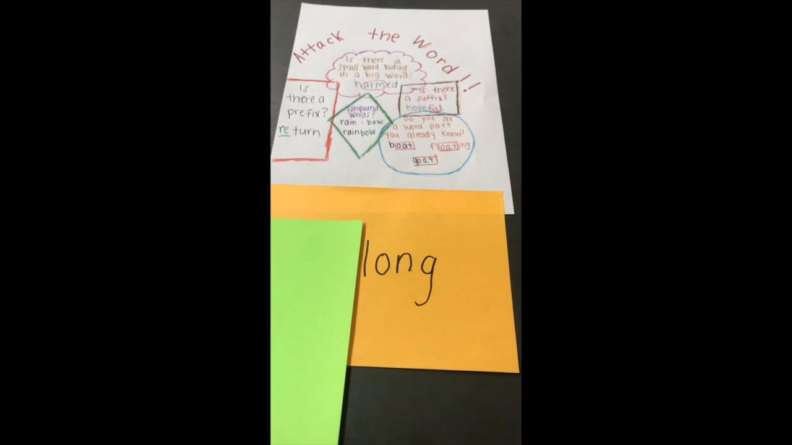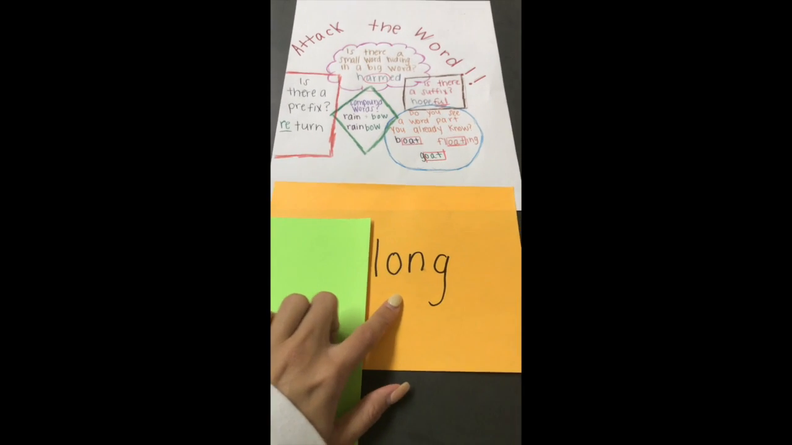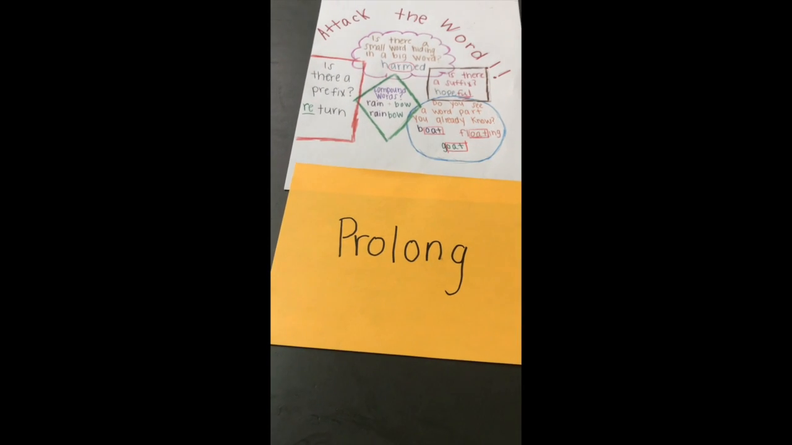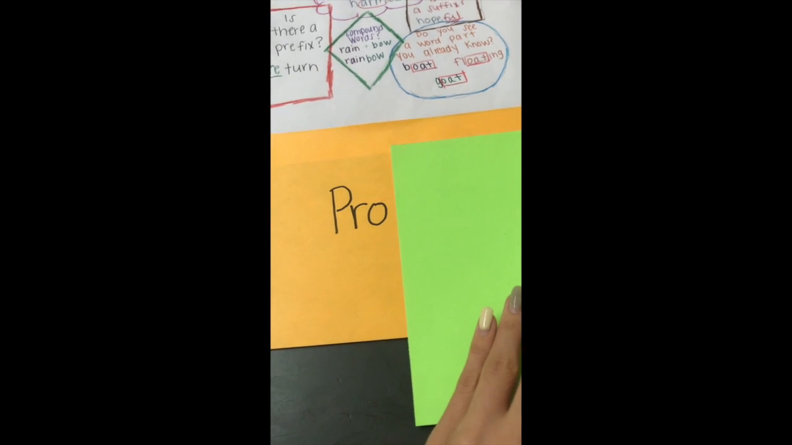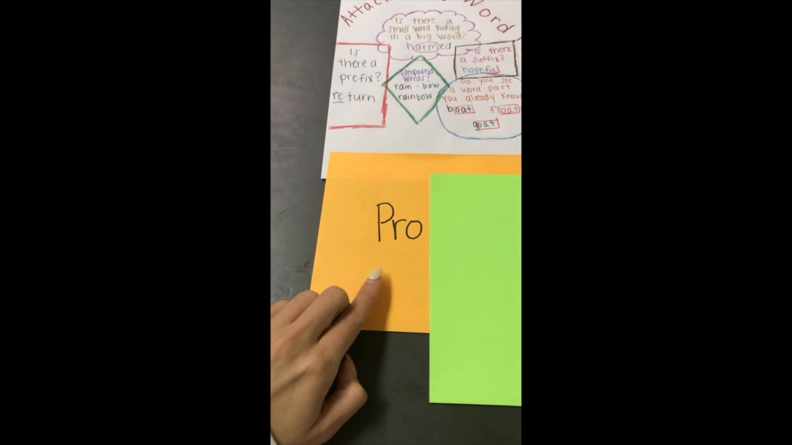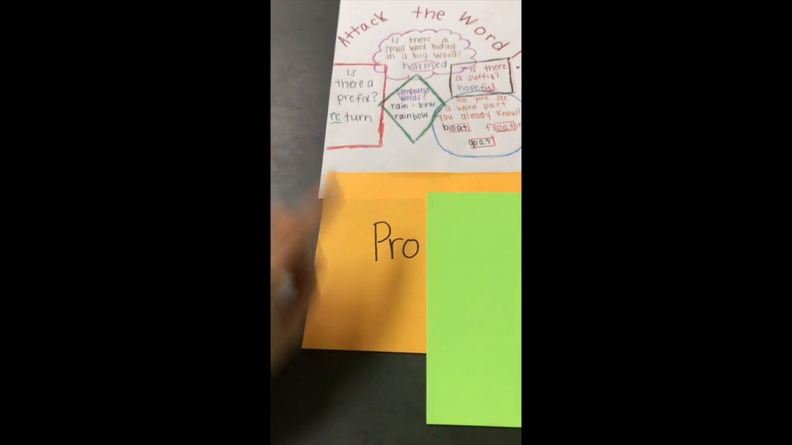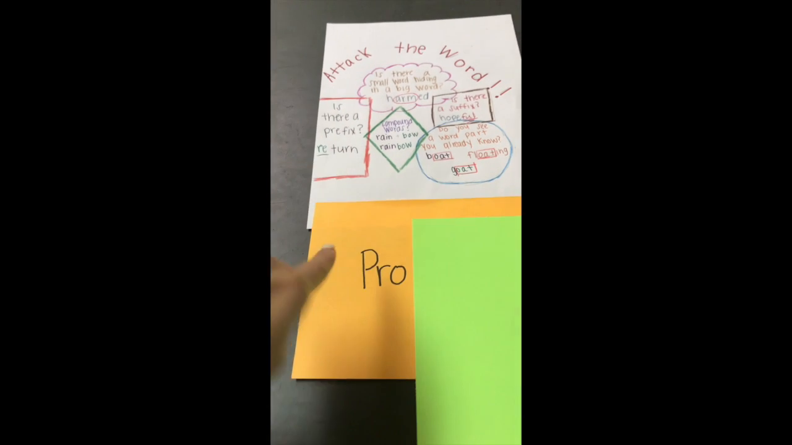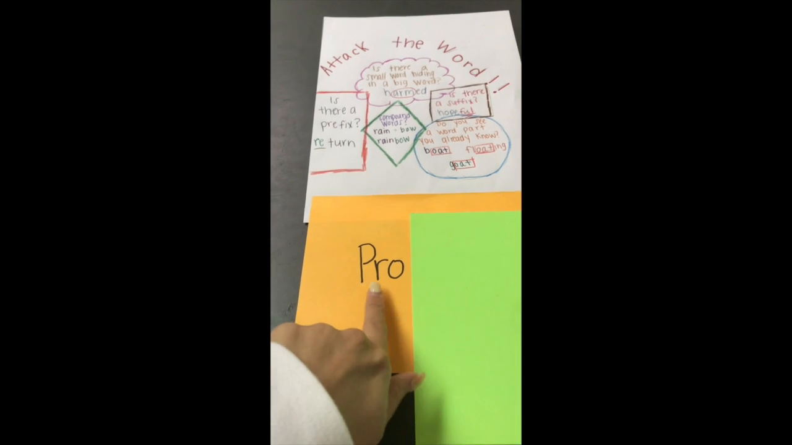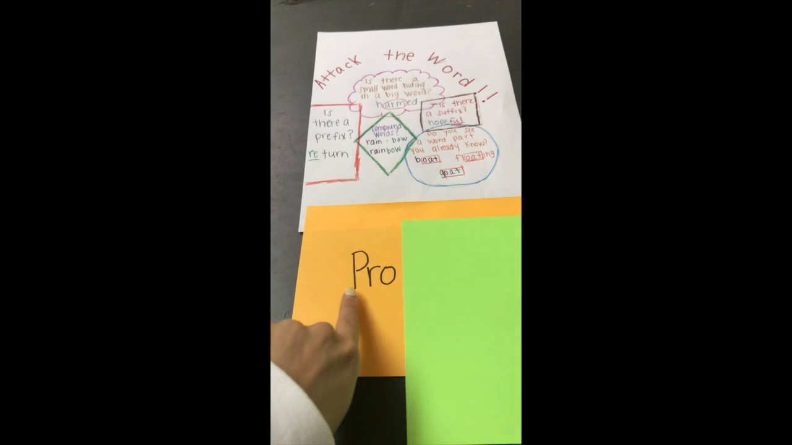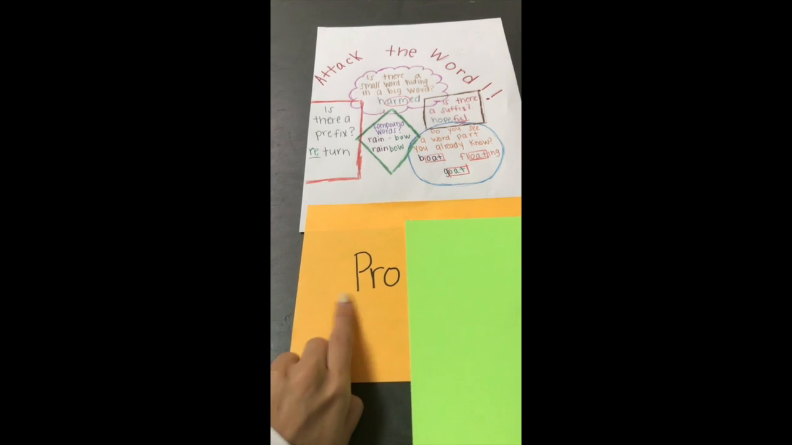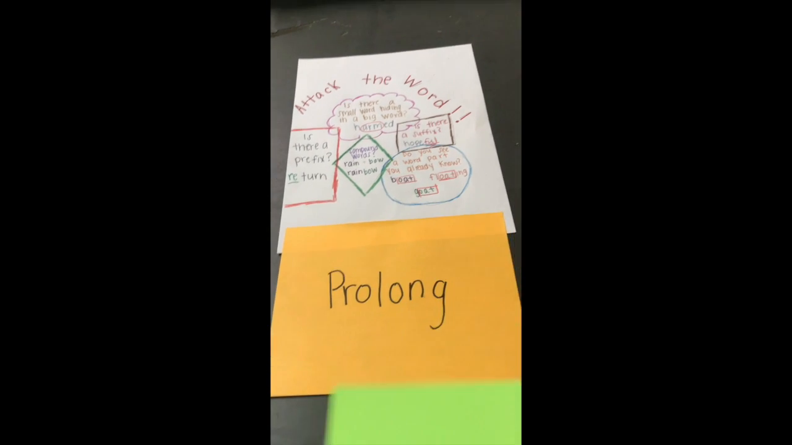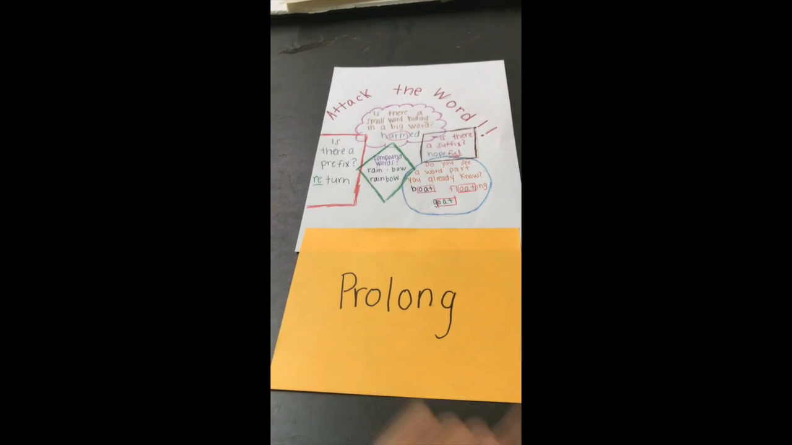So now that we know this part of the word is long, if we remove this, we can just focus on this part of the word now. So now we can either use one of these strategies to figure out the word, because you might already know this word. You might know what this word says, but if you don't, you can just sound it out. So, pro. And then we know this word was long.